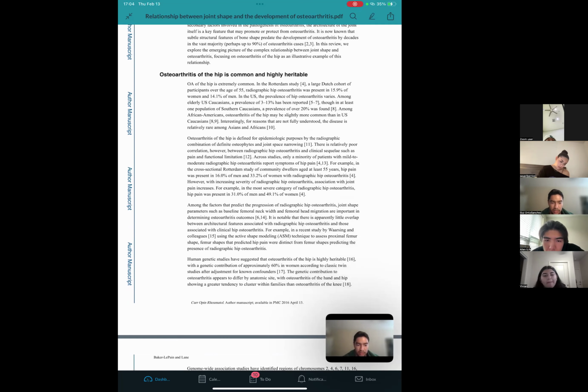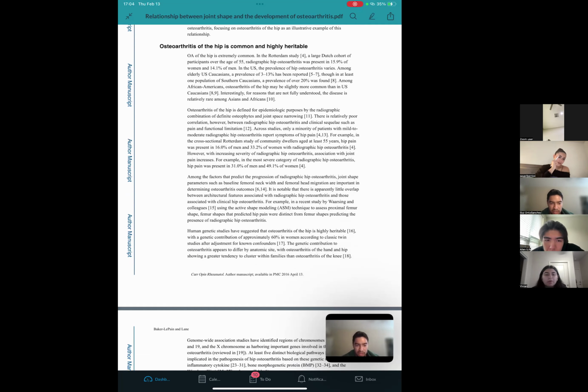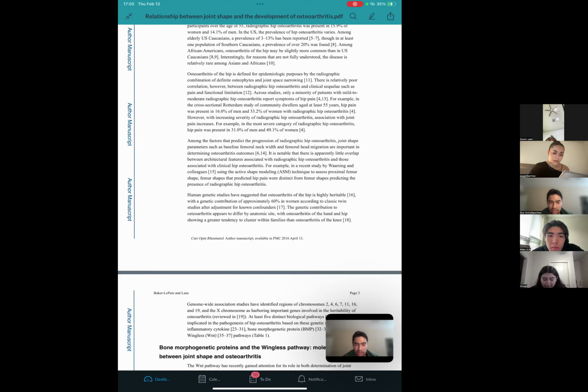Human genetic studies have suggested that osteoarthritis of the hip is highly heritable, with a genetic contribution of approximately 60% in women, according to the classic twin studies, after adjustment for known confounders. The genetic contribution to osteoarthritis appears to differ by anatomic site, with osteoarthritis of the hand and hip showing a greater tendency to cluster within families than osteoarthritis of the knee.